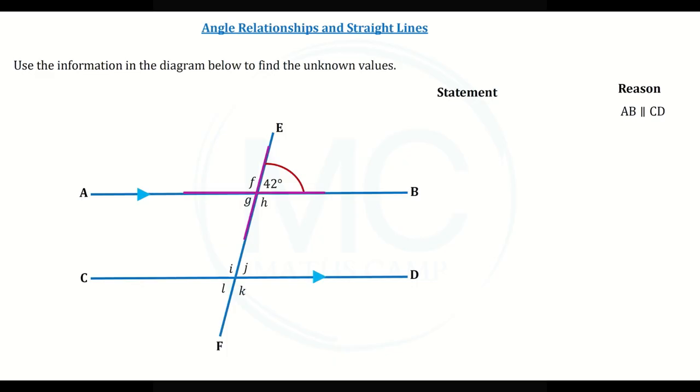Angle G lies vertically opposite the 42-degree angle. We know that vertically opposite angles are equal. So we can make a statement that G is equal to 42 degrees because these are vertically opposite angles.